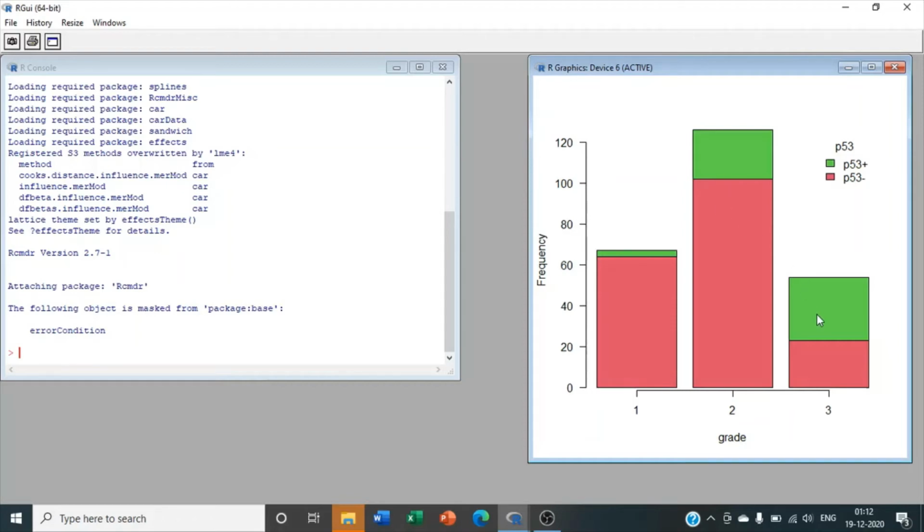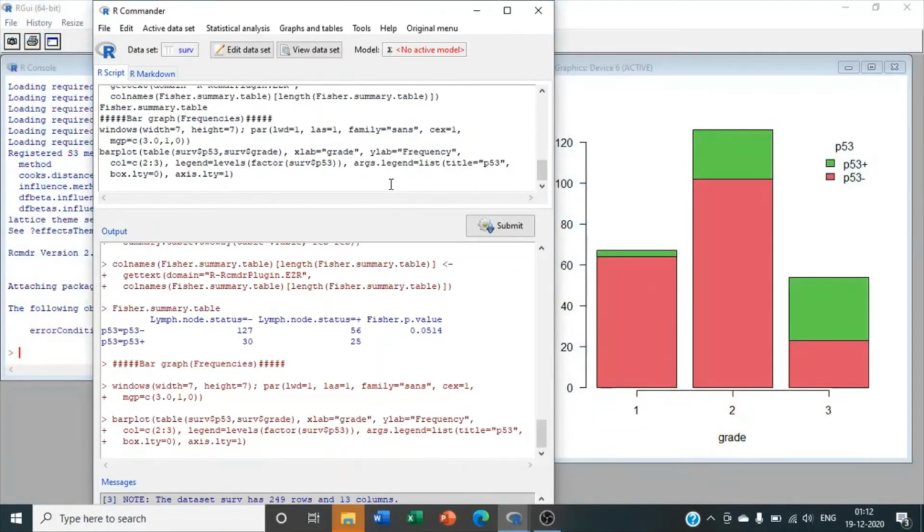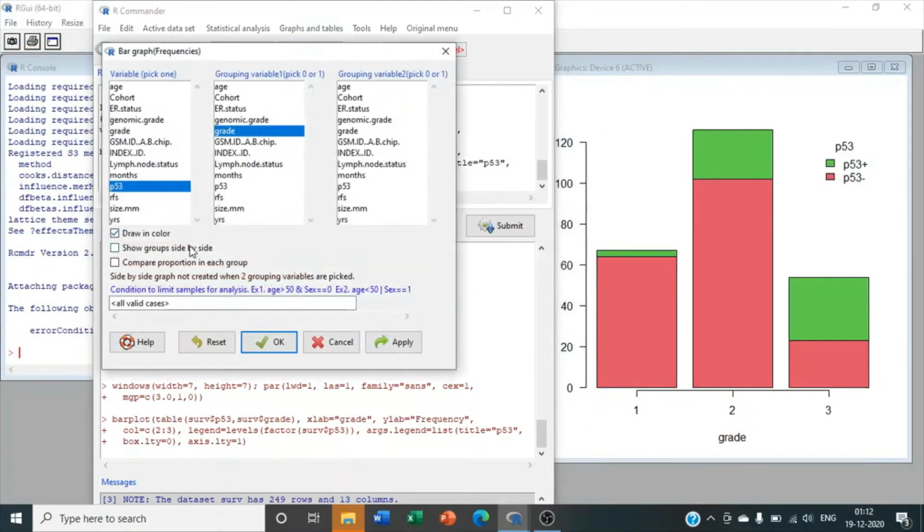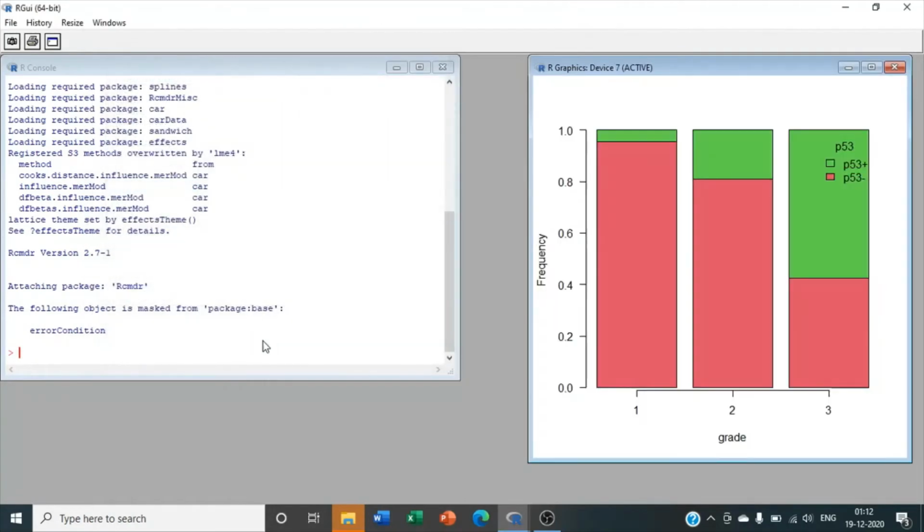Is there any relationship in the proportions? We can visualize that better with the proportions. Let us look at the proportions. Let us compare the proportion by the bar graph. What we see is as we go up from grade 1 on to grade 2 on to grade 3, the proportion of P53 mutant cases increase.